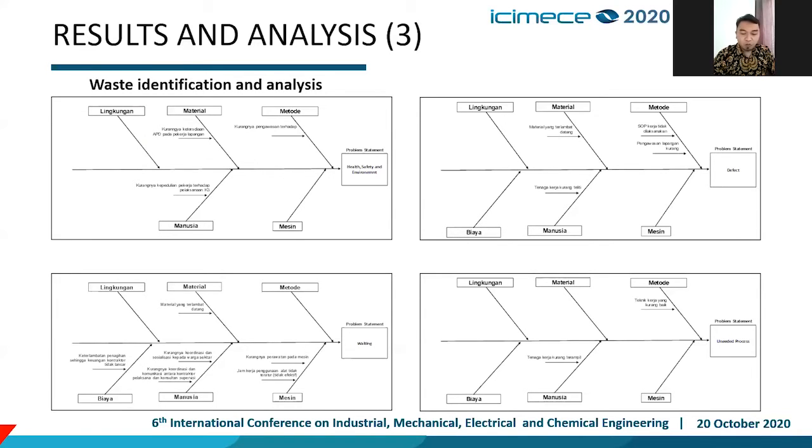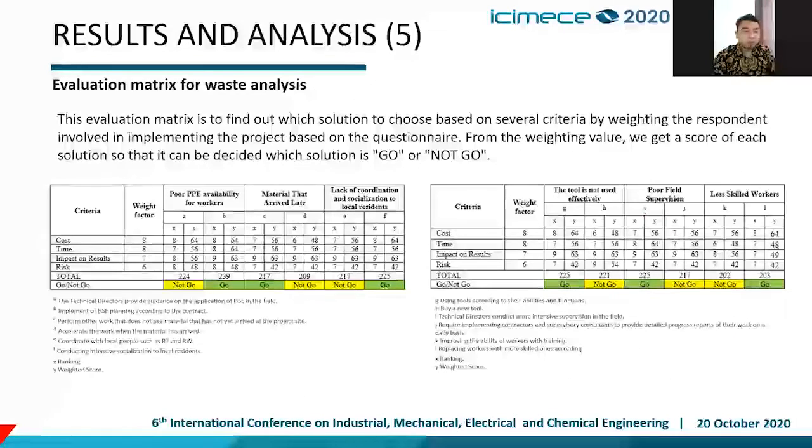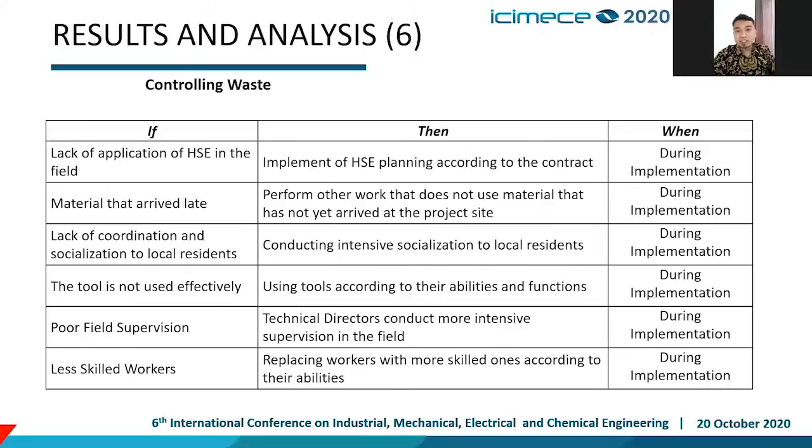Defect, waiting, and unneeded process. With the evaluation metric for the waste analysis, the evaluation metric is to find out which solution to choose based on several criteria by weighting the respondents involved in implementing the project based on the questionnaire. From the weighting value, we get the score of each solution so that it can be decided which solution is go or not go. And this is the result.